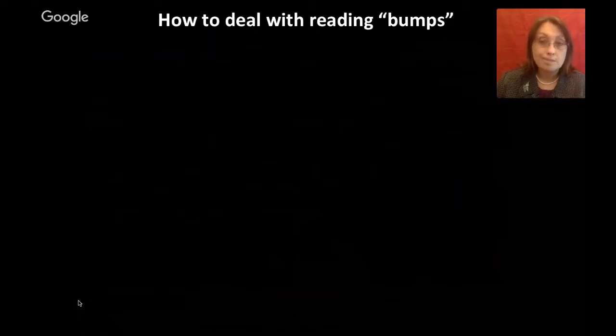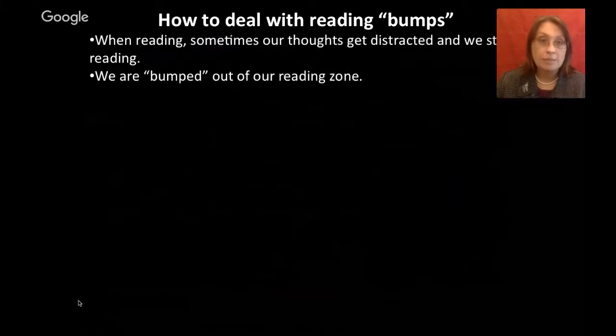Now, sometimes when you're reading, you run into what we call reading bumps. And a reading bump is where you get distracted and you stop reading. And we call it a bump because you're basically bumped out of your reading zone. So you're into your reading, you're really interested, but sometimes you get bumped out. There are two types of bumps.